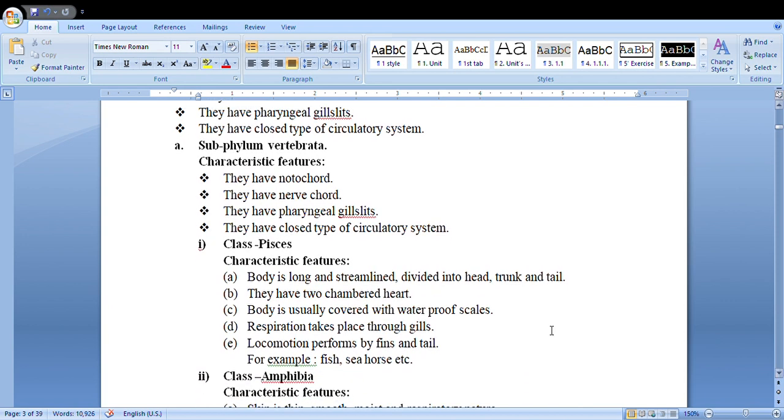Class Pisces. Characteristic features. Pisces means all the fishes lie under the class Pisces. Body is long and streamlined, divided into head, trunk, and tail. Streamlined means boat shape, that is pointed at the end. They have two-chambered heart, that is one auricle and one ventricle. Body is usually covered with waterproof scales. Respiration takes place through gills. So gills are the respiratory organ of all the Pisces. Locomotion is performed by the help of fins and tails. Example, all fishes, seals, etc.